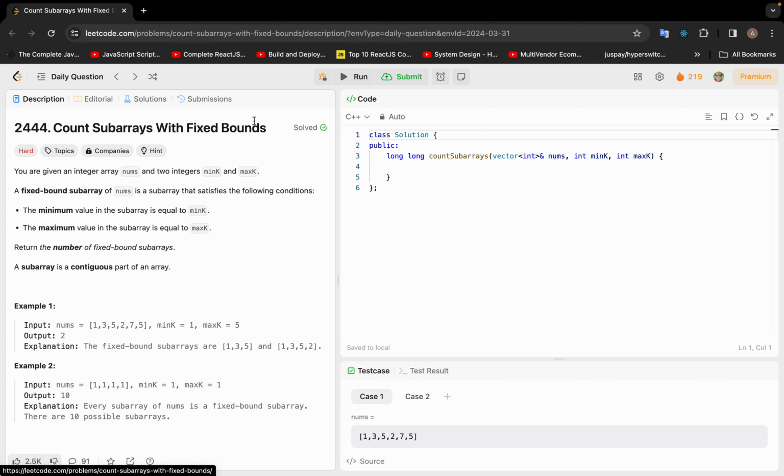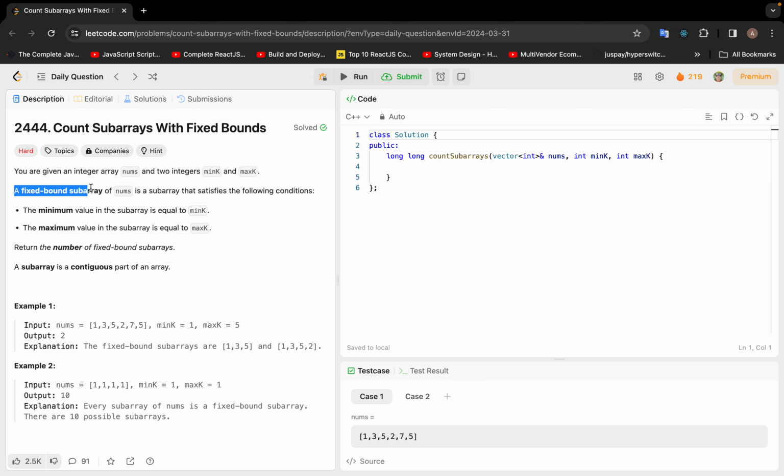Today we will solve today's LeetCode problem, which is Count Subarrays With Fixed Bounds. This is a LeetCode hard problem. So let's see what the problem is. You are given an integer array nums and two integers minK and maxK.